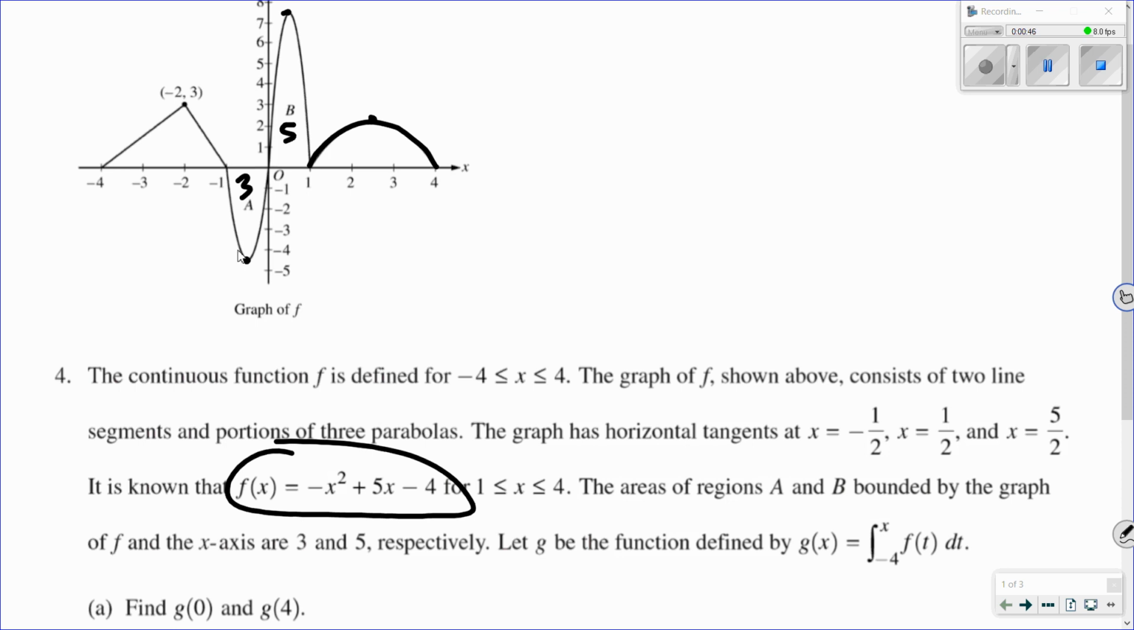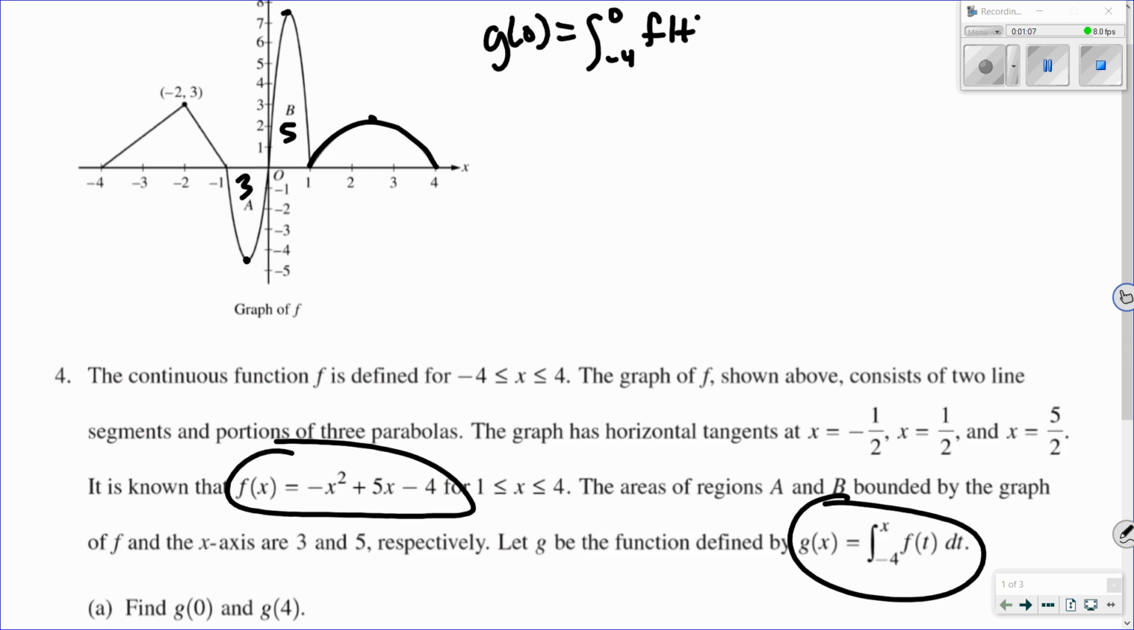Let g be the function defined by g of x equals the integral from -4 to x of f of t dt. Find g of 0 and g of 4. So I'm going to do this part up here above. I'm going to start with g of 0. So when you do this, just plug the numbers in. So g of 0, like we're plugging them in here, is equal to the integral from -4 to 0 of f of t dt.